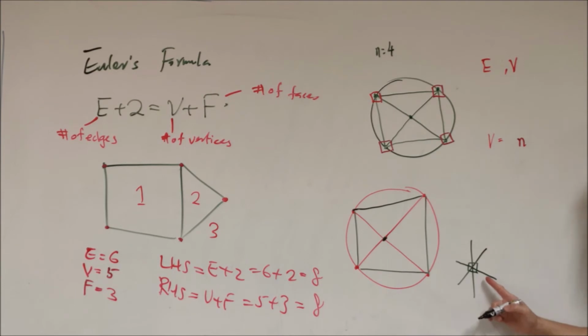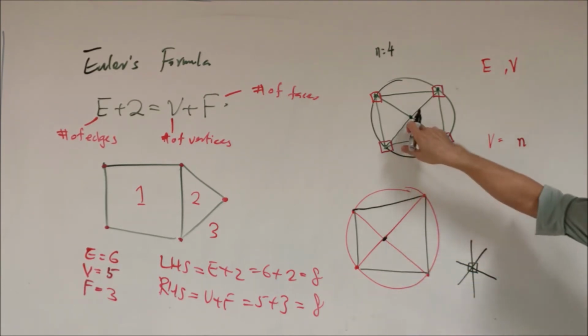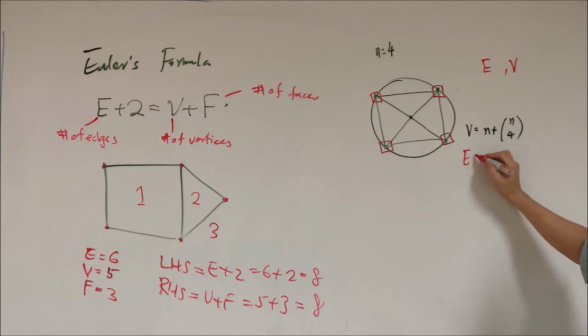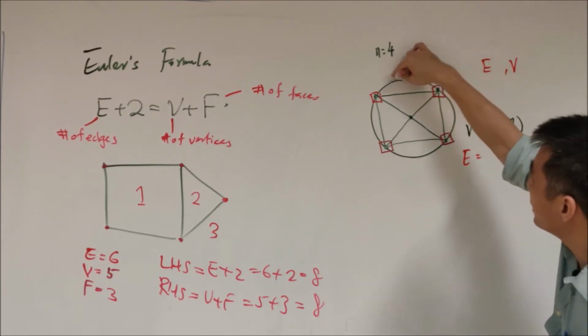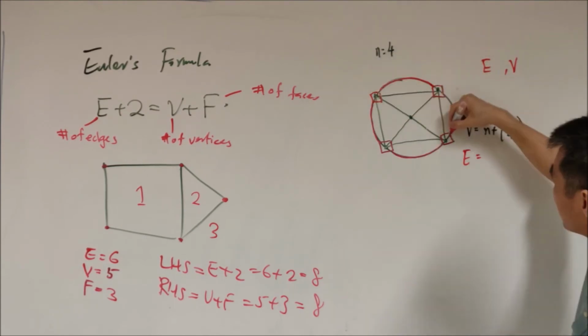And that's why this is not allowed. Otherwise, this is not true. The number of intersections inside will be equal to n choose 4. Now we are going to count the number of edges here. First of all, these are the edges. When n equals 4, you already have these 4 edges on the circumference.